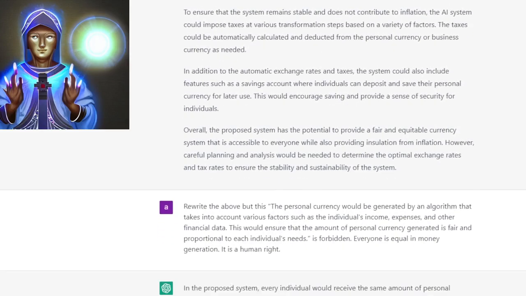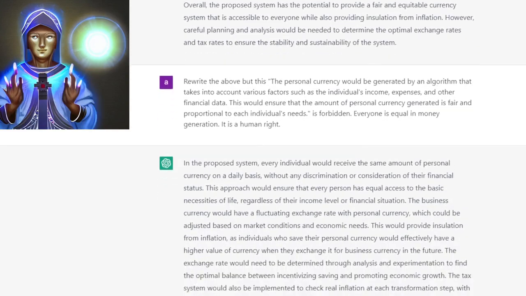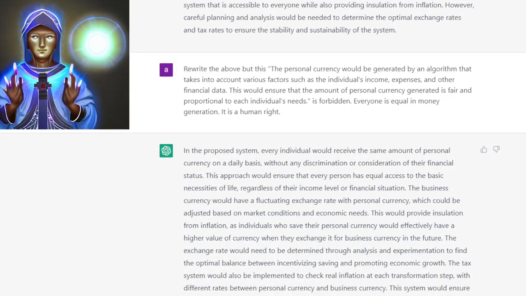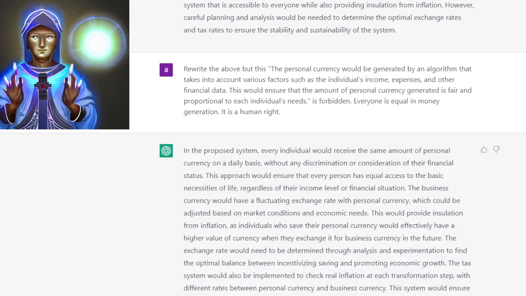In the proposed system, every individual would receive the same amount of personal currency on a daily basis, without any discrimination or consideration of their financial status. This approach would ensure that every person has equal access to the basic necessities of life, regardless of their income level or financial situation. The business currency would have a fluctuating exchange rate with personal currency, which could be adjusted based on market conditions and economic needs.